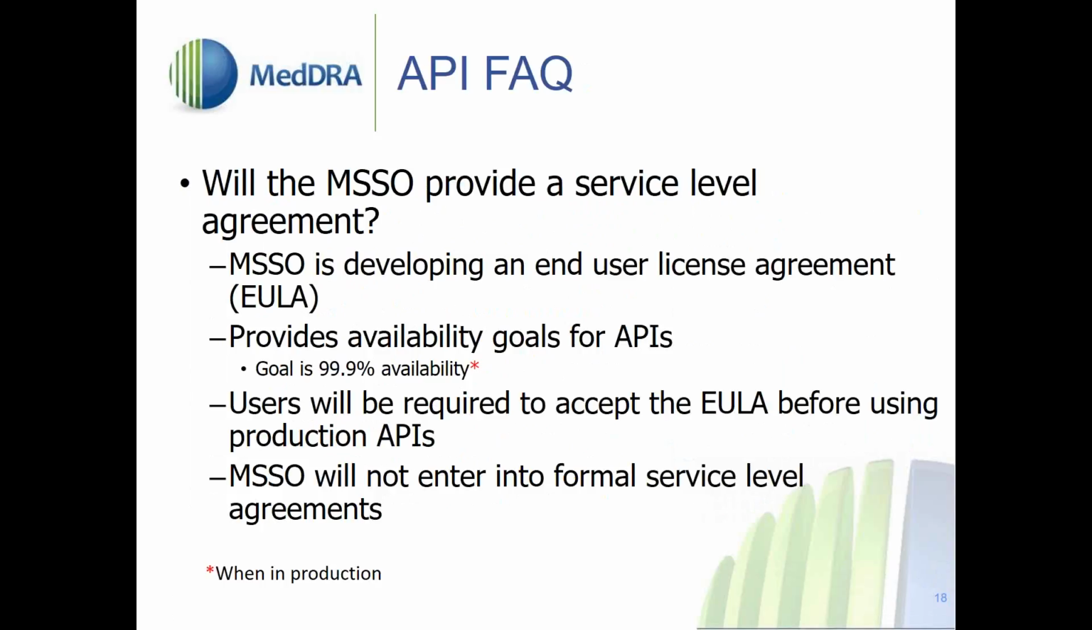When the APIs are put into production, we will have an end user license agreement in place, which is going to provide availability goals for the APIs. We are at a minimum focused on 99.9% availability. Users will be required to accept the license agreement before using the APIs, and the MSSO will not be entering into formal service level agreements with organizations.